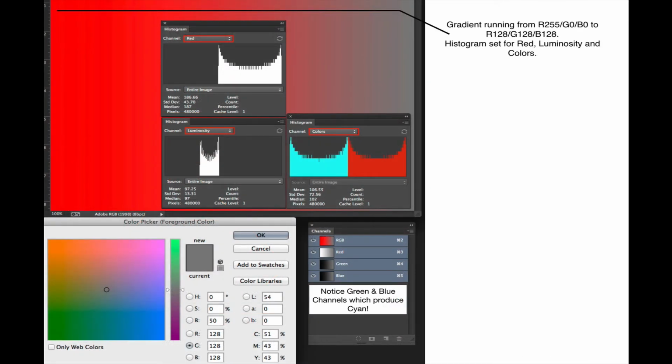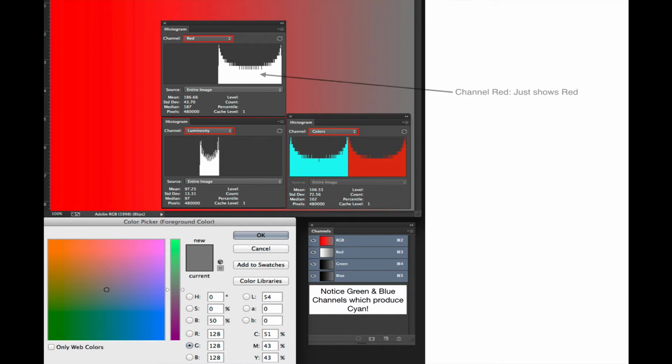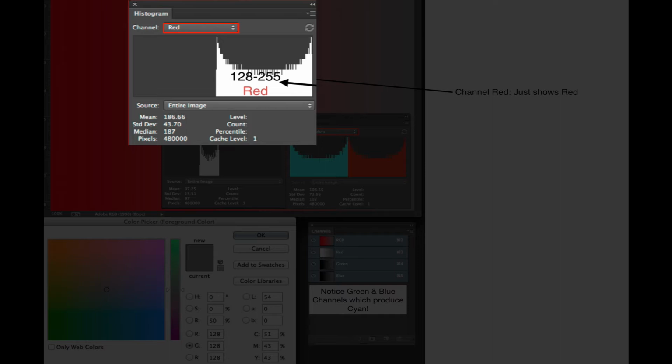What I've done here is I've made a gradient running from red 255, 0 green, 0 blue, so it's pure red, to red 128, green 128, blue 128, which is a neutral gray. And what I want to show you is how the histogram appears based on that information. So first of all, if I set the channel to just red, the histogram simply shows me that color channel, which is of course 128 to 255, and the histogram is showing us all of that information over on the far right.